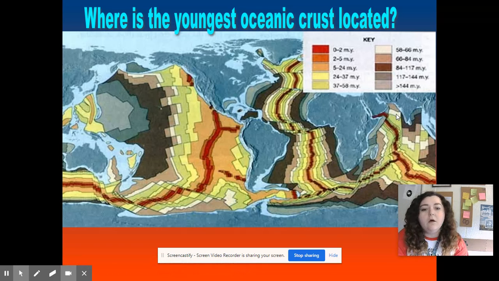On your notes here, it says, where is the youngest oceanic crust located? In the blank of the ridge. So in the middle of the ridge. These are your mid-ocean ridges. This is North America, South America, Europe, Africa. So this is going to be your mid-Atlantic ridge. In the middle of that ridge is where your youngest rock is, because that's whenever the magma comes up and it cools, and that's your new oceanic floor.